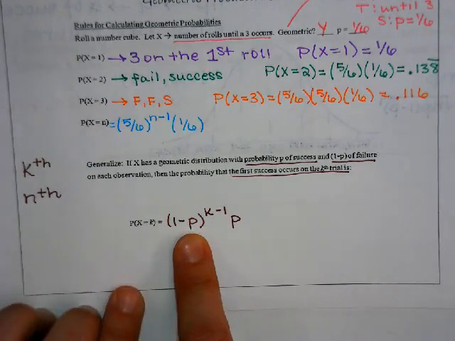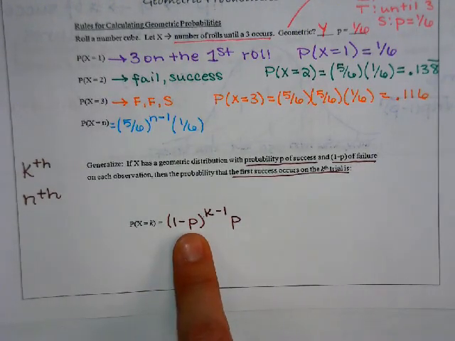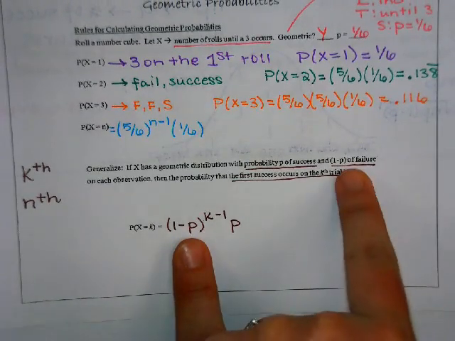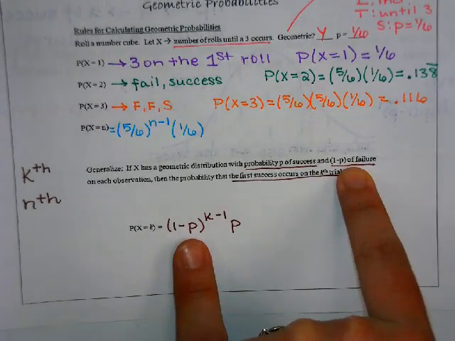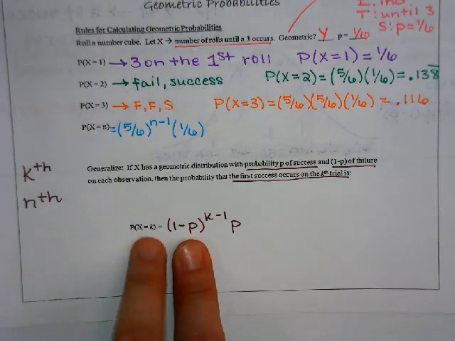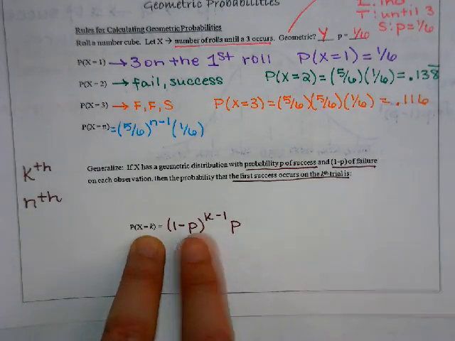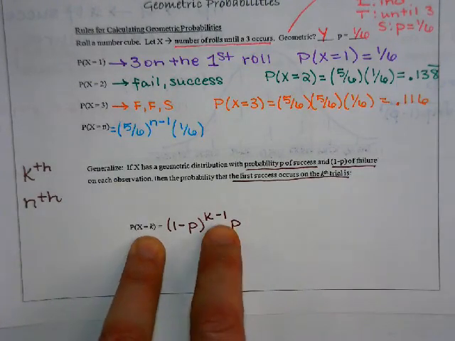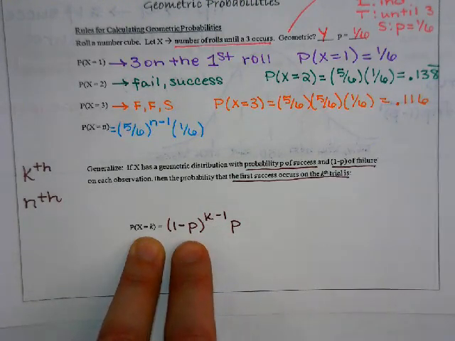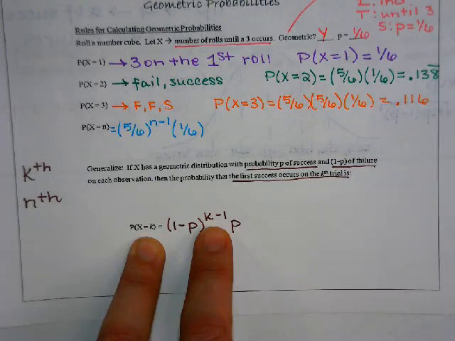1 minus P is the probability of failure. We are going to take K number of trials till we get our first success. So we fail K minus 1 times. So we take our probability of failure raised to the K minus 1 power. And then we have that 1 success, so we multiply by the probability of success, P.